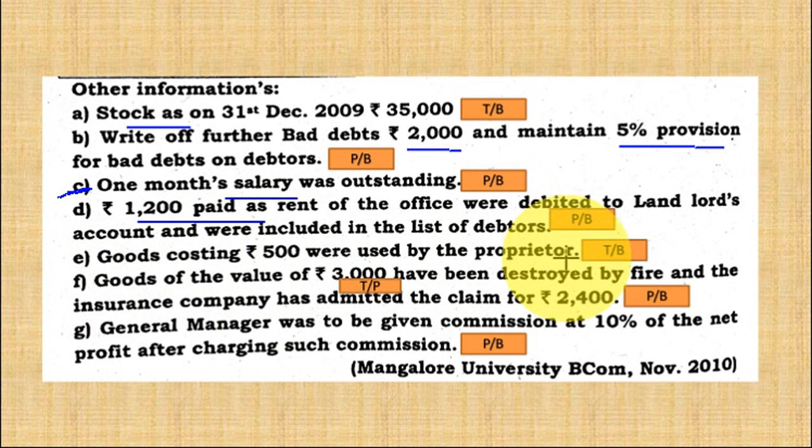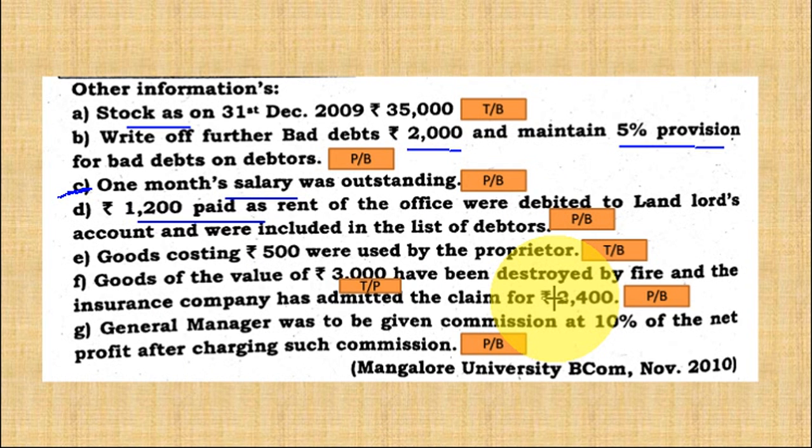Then, goods costing rupees 500 were used by the proprietor. Drawings. One in the trial balance. From the purchases you are deducting, and in the balance sheet you are taking it as drawings. In the sense capital. There you are writing drawings. Less drawings, right?